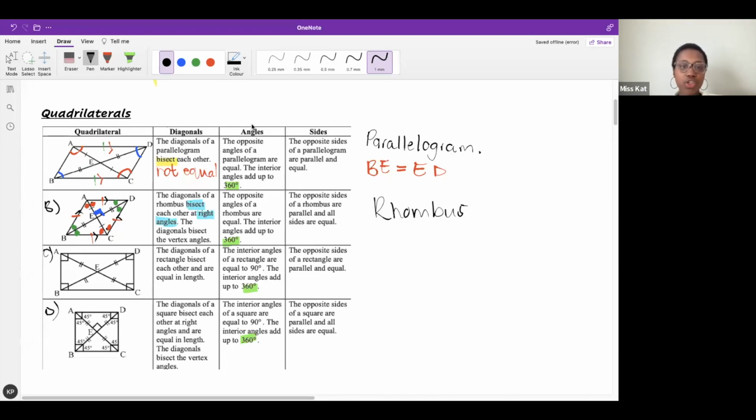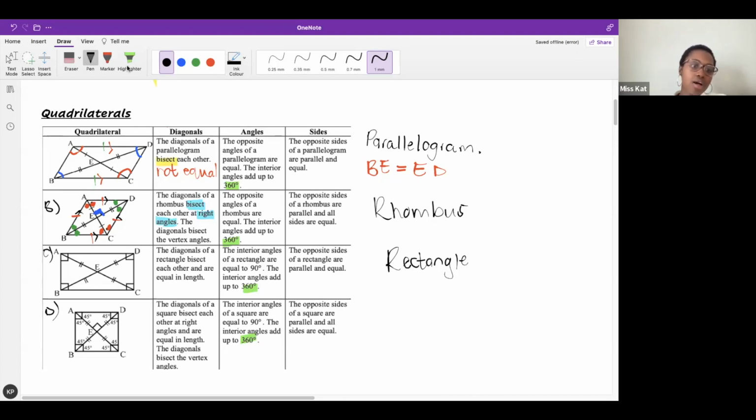Okay, last two, number C would be a what? What do we call the shape of number C? Number C, our third shape. A rectangle, thank you. Beautiful. Okay, so in number C, we have a rectangle.